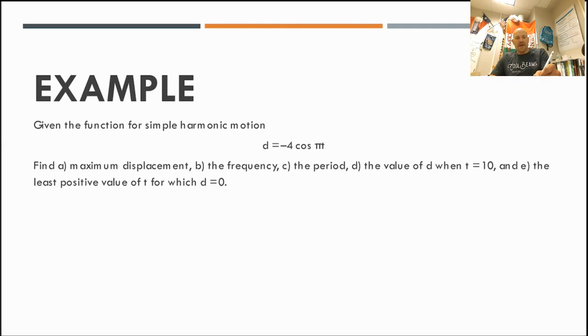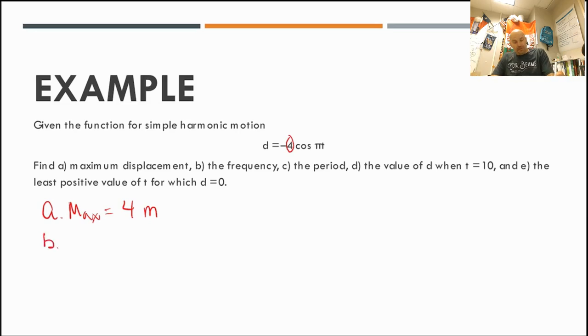Okay, so A is very simple. Max displacement, well, that's just going to be our amplitude, and that's going to be 4 meters. That's what this number is right here. In fact, you could say -4, but really you just have to put 4. What that means is if I have a mass spring oscillator, I'm starting on the negative side of it versus starting on the positive side of it.